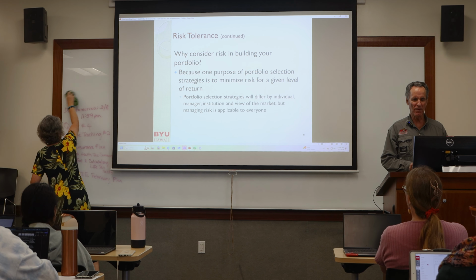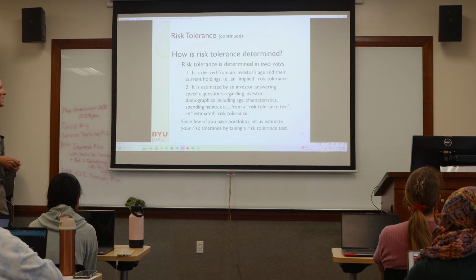So how do you determine risk tolerance? Really, there are two ways of doing it. Number one, it can be an implied risk tolerance. You tell me your age, you tell me what's in your portfolio, and I'll tell you what kind of a risk taker you are. In our case, we have a lot more in equities than someone who is 70 years old, so we are probably moderate to aggressive, a little bit. And we've actually changed over time.